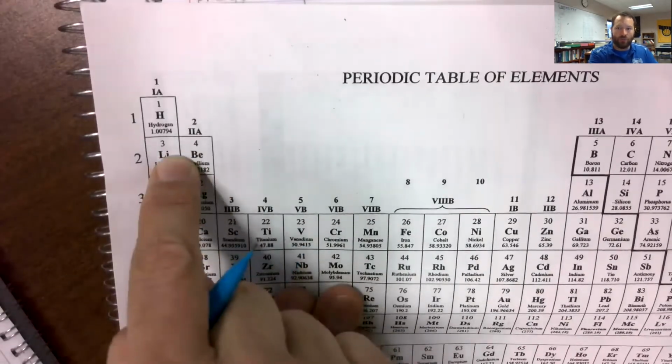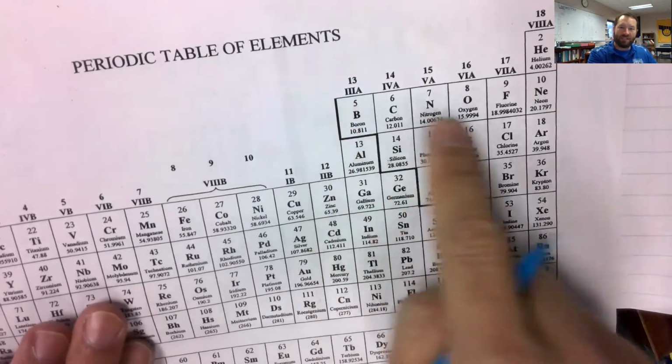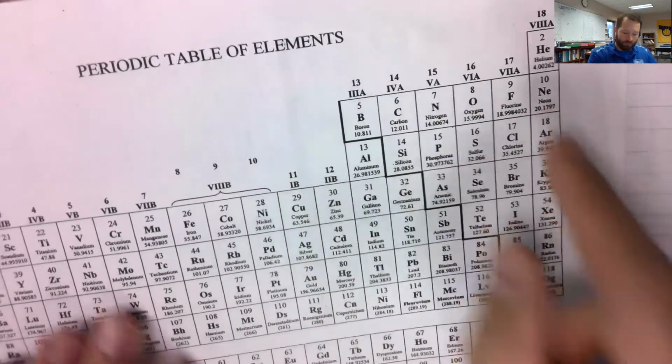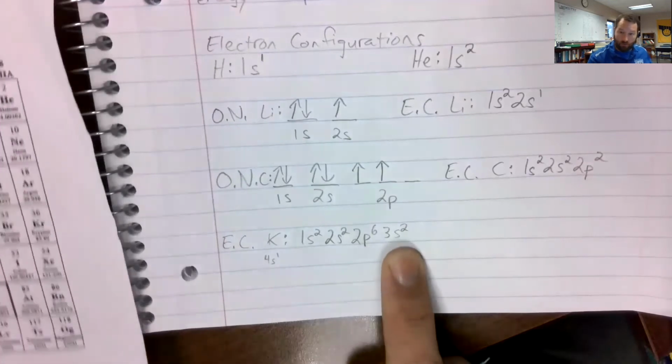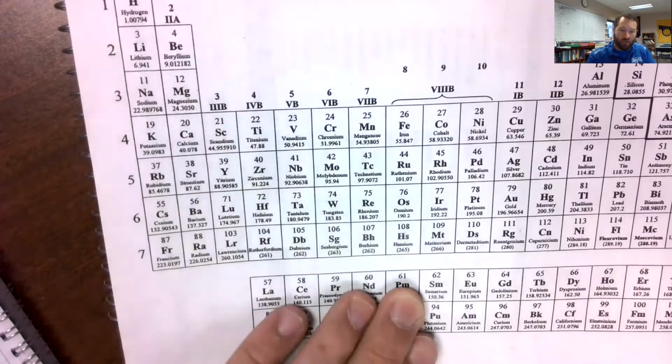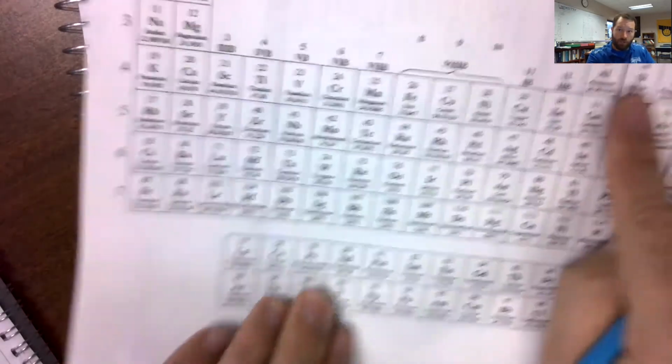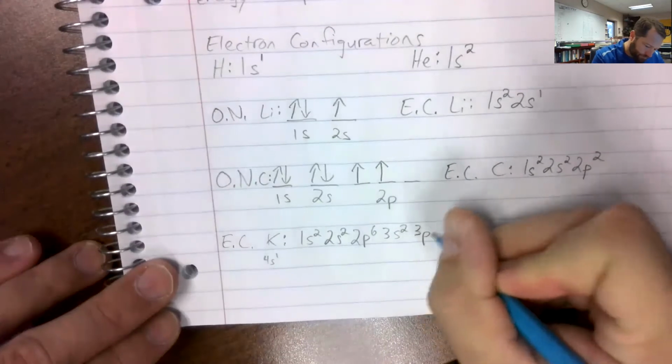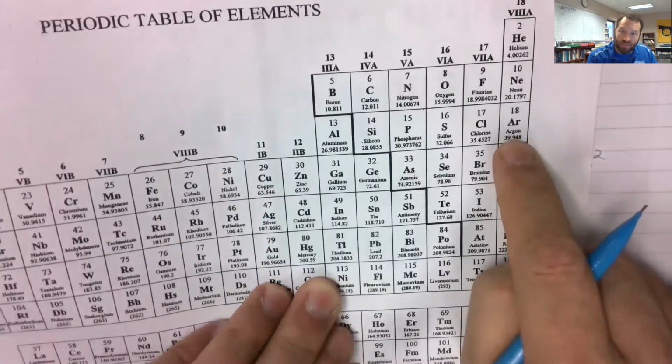2s is these two. 2p6 are these 6 elements here. So there's my 2p6. Then we move to the 3s2. There's our 2 3s elements. And now we do the 3p6. After we get done with argon, he'd be our 3p6.